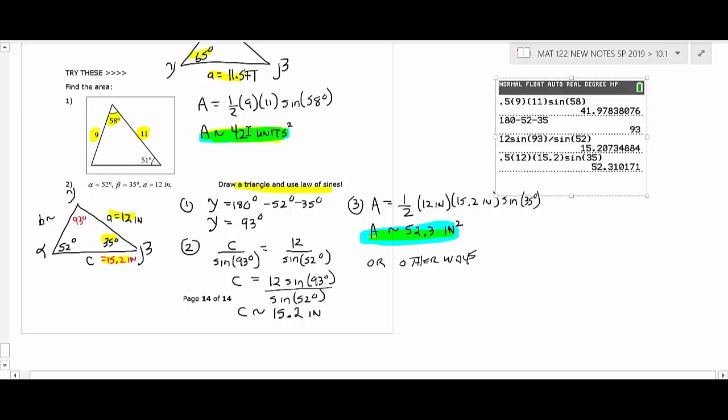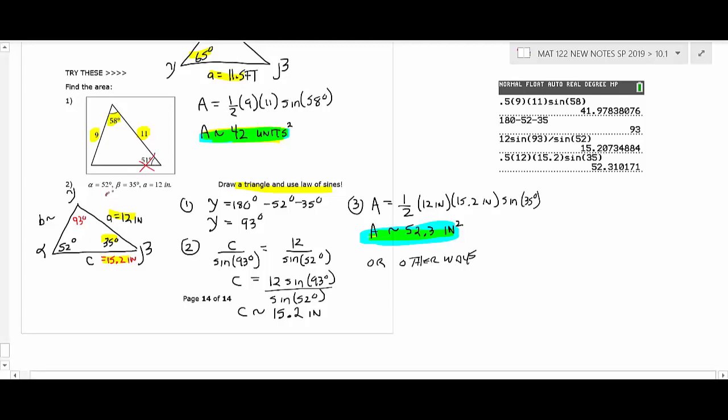The first one, I rounded it to 42 units. This one's real simple. The 51, you don't even need that angle. It's just you have side angle side. So the formula is you do 1/2 the product of the two sides times the sine of the angle in between. So all you've got to do is 1/2, 9 times 11, sine 58. This is how I put it in the calculator. I just rounded that off to 42 square units.